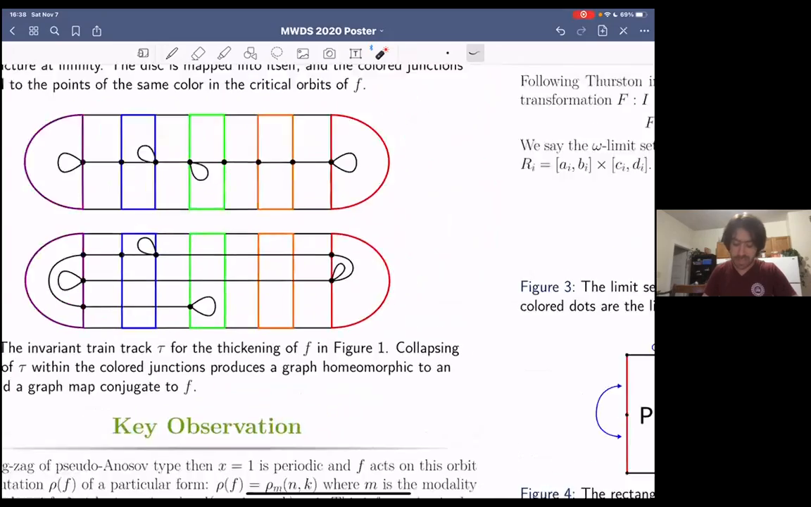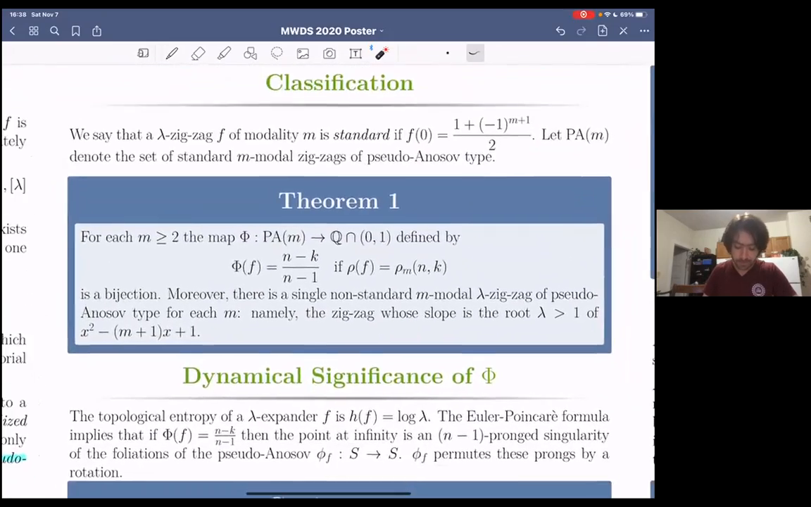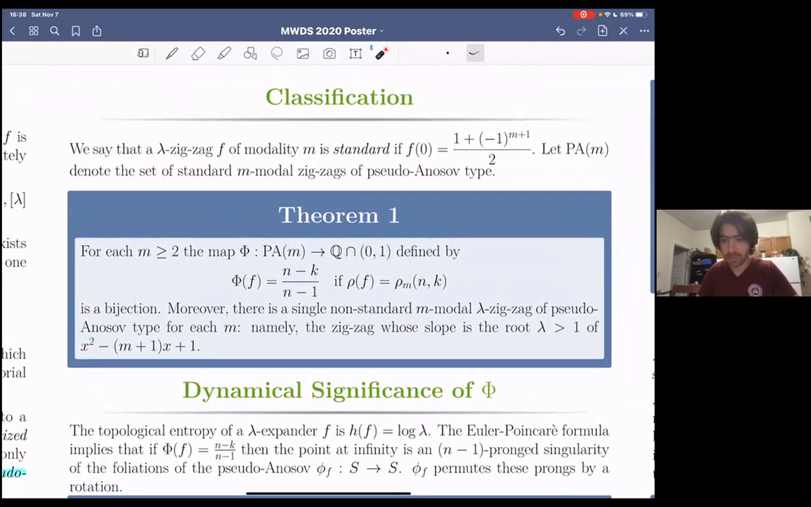So that brings us to our first classification of these maps. So given a modality M, a number of critical points, we can look at the set of zigzags of pseudo-Anosov type of modality M, and we obtain a map from this set into the rationals in the open unit interval. And what does this map do? It takes a zigzag of pseudo-Anosov type with permutation type n,k, and it maps that to the rational number n-k over n-1. And it turns out that this association is a bijection.